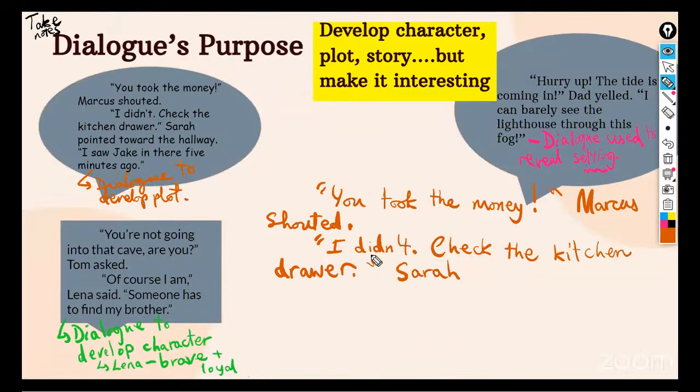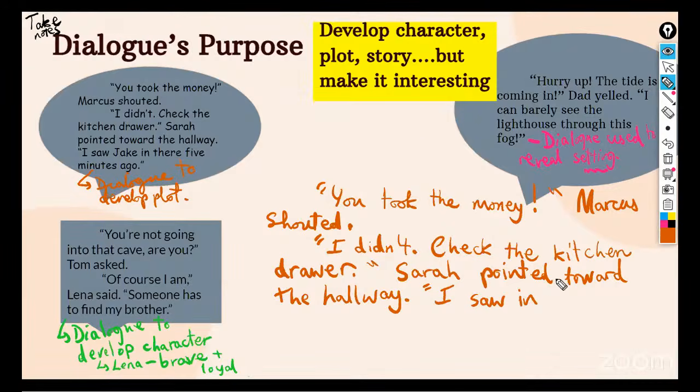Now Sarah is speaking. I didn't. Check the kitchen drawer. Sarah pointed toward the hallway. So this is Sarah's words. So Sarah could be in the paragraph with her words, right? We don't need to say Sarah said because we have Sarah pointed toward the hallway. So we could infer, okay, well, Sarah said, right? It's not interesting to read Sarah said. She's still speaking. She's still saying, I saw Jake in there 5 minutes ago. So this remains in Sarah's paragraph, right?